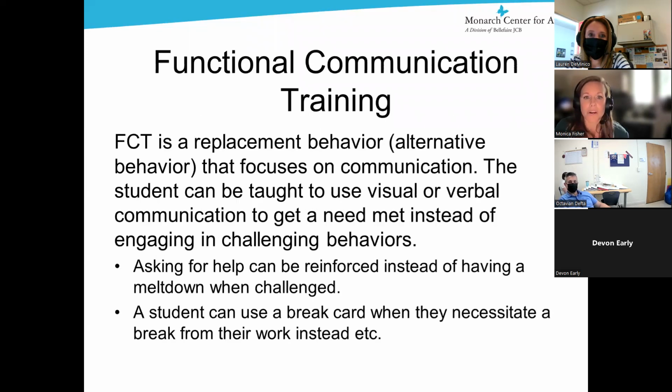Okay. Functional communication training. Functional communication training is a replacement behavior training, or an alternate behavior, that focuses mostly on communication. And the example that I gave you before about escape, and that child saying, can I have a few more minutes, or I'm not ready to start this, or can we do something else first, or I just don't feel like doing this today. That student can be taught to use that language that meets the same function.